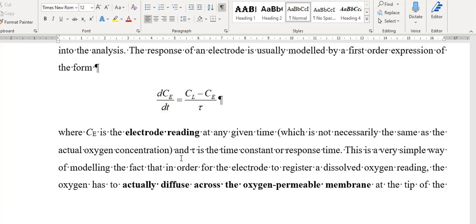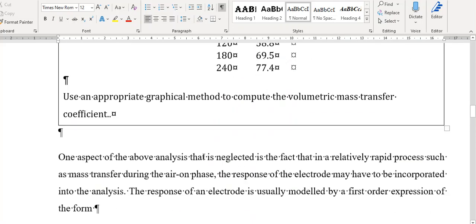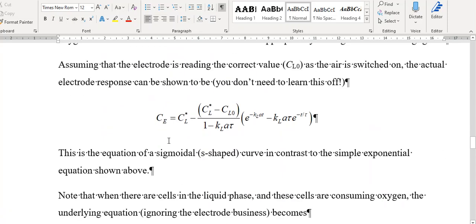But anyway, the fact that the electrode is lagging slightly behind the actual system means that instead of this nice exponential response that represents the truth, what is actually happening, what you will detect would be something a lot more complicated. Because you're measuring the concentration in the electrode, it turns out to be more complicated than the simple explanation. It has two exponentials, one to do with the KLA and one to do with a thing called the time constant of the electrode, tau, which is a measure of how rapidly it responds.